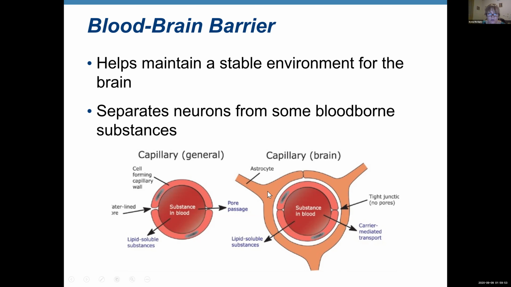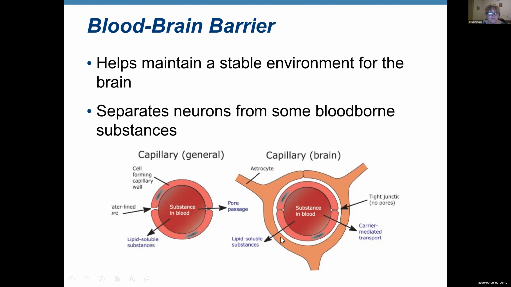However, in your brain, you have your endothelial cells, right? But you also have feet of astrocytes. And astrocytes are glial cells in your brain, right? So those are supporting cells that support your neurons. And astrocytes specifically, they form this kind of like barrier, right?